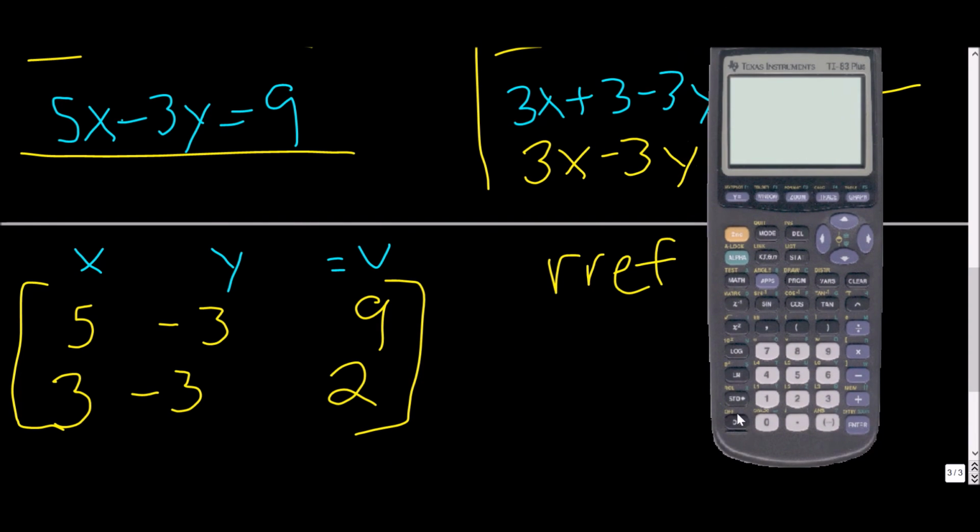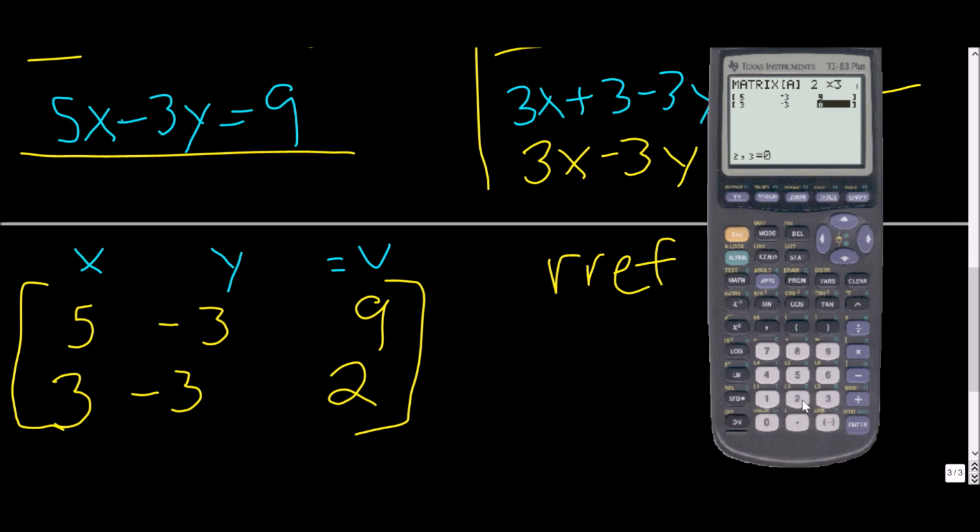So I'm going to go into my matrices. I'm going to edit. And so I'm going to make it row by column. So we have 2 rows by 3 columns. And I'm going to type in the numbers exactly as I see them. So 5, negative 3, 9. And I'm going to have 3, negative 3, and 2.